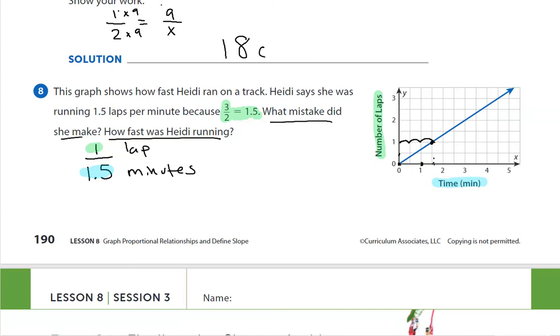But what mistake did she make? She put the run over the rise. No, Heidi, no, that doesn't work.